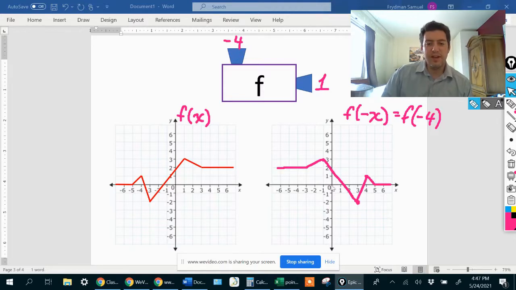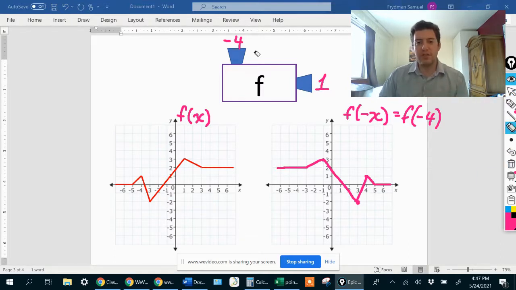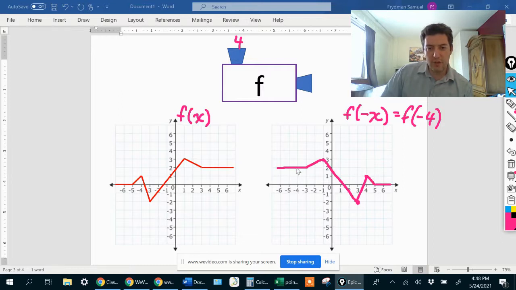And when x is -4, then instead of putting -4 into the function machine, we would have put +4 into the function machine. And then we would have gotten back over here what the result was over here when we put +4 in. Okay, which was 2. Right? So that's why everything is getting flipped horizontally.